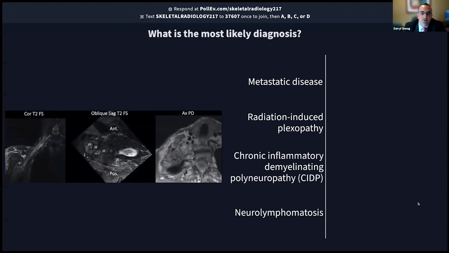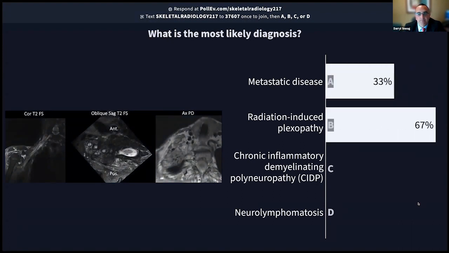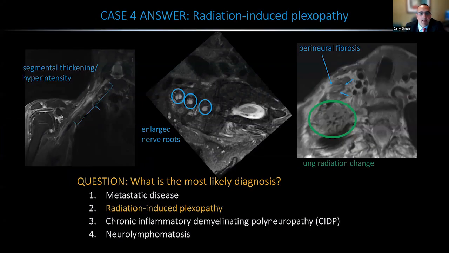Okay, so this is the poll. Okay, always starts 50-50, Shivani, and then people seem to narrow it down to the right answer. All right, so most of you have it correct. This is radiation-induced plexopathy. And let's go over the findings.